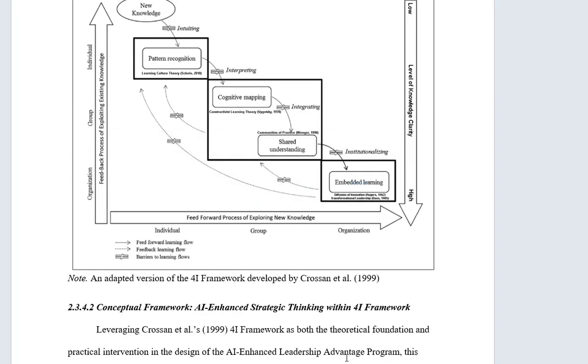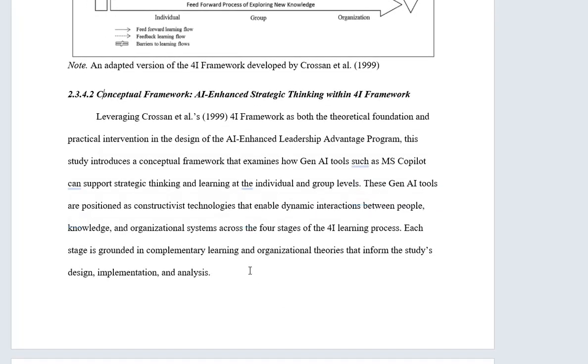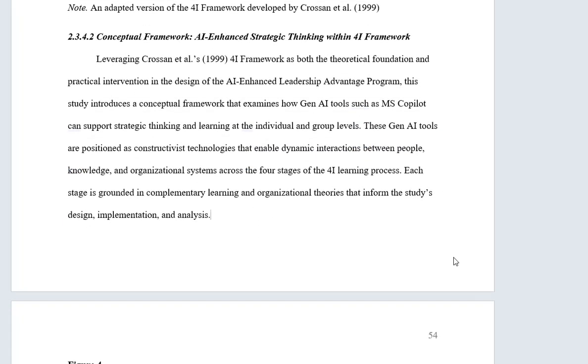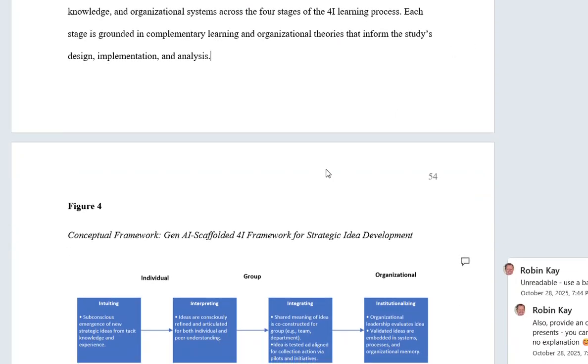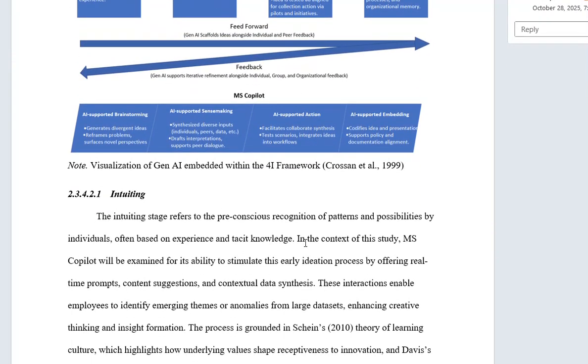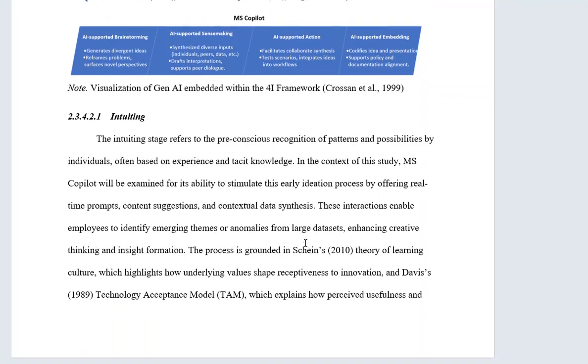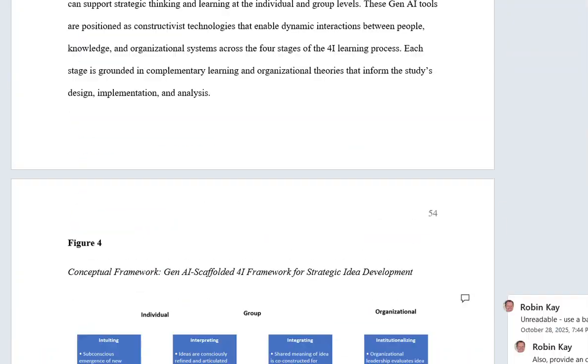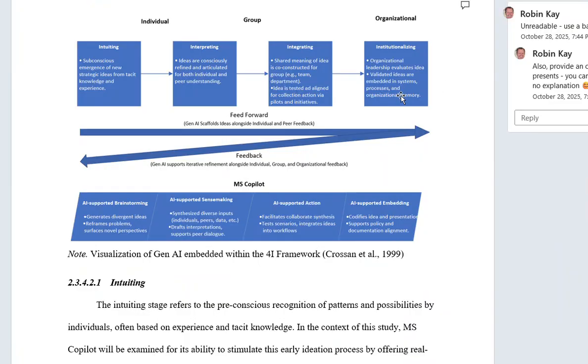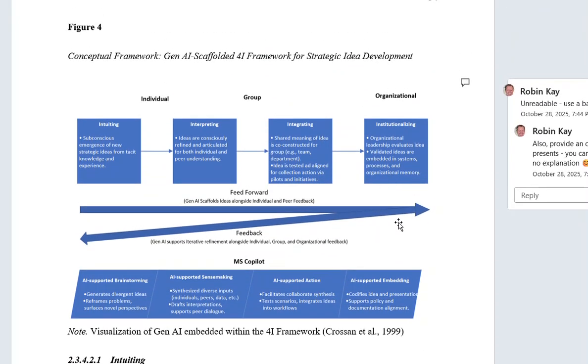Enhance strategic thinking. Okay, so what you need to do here at least is provide the reader with a little framework of what's going to happen. So, these Gen AI tools position each stage, each stage is grounded, and then I will discuss each stage in turn, right? You just want to provide a framework, and then you put this in here, but I don't really know what this is. Is this just another way of looking at it? I guess this is Copilot. It really isn't very clear.